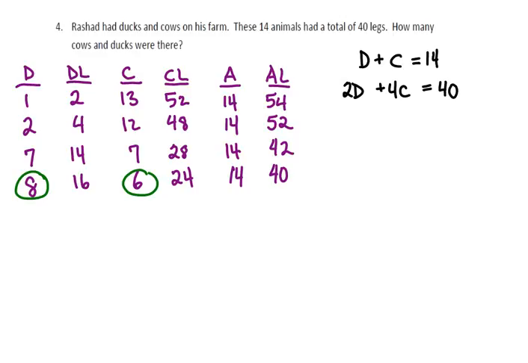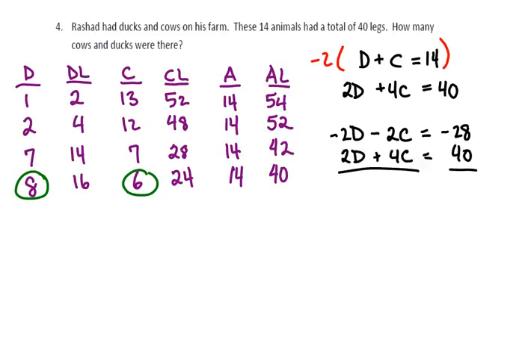If we wanted to use the elimination method here, multiply the top equation by -2. So we multiply everything in the first equation by -2. We get -2d minus 2c equals -28. We copy down the second equation and we just add down. The d's will go away. We'll end up with 2c is equal to 12. C is equal to 6.